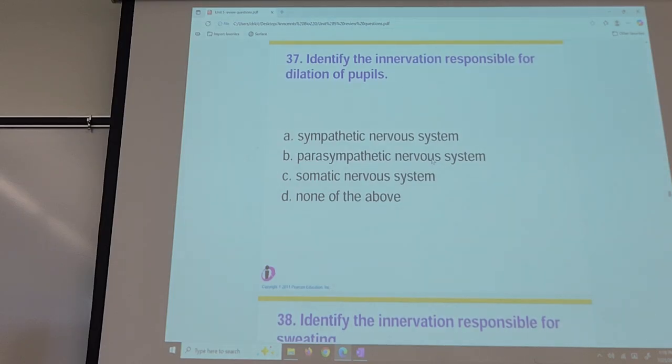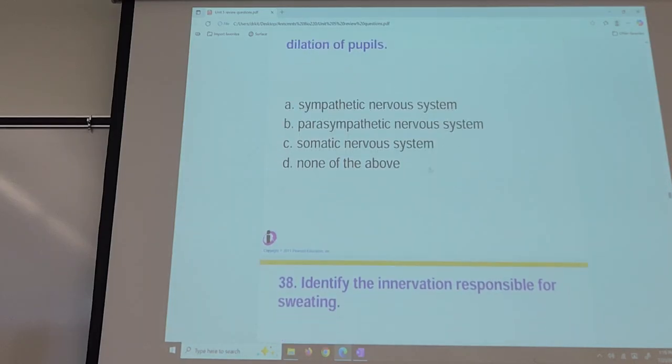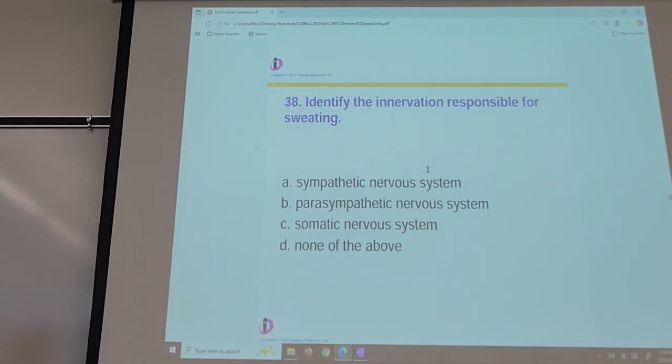Okay, so identify the innervation responsible for the dilation of pupils. A, right, that's a fight or flight response. Okay, good. Identify the innervation responsible for sweating. A, right? Okay, that's, again, sympathetic response. It's like working out at the gym.